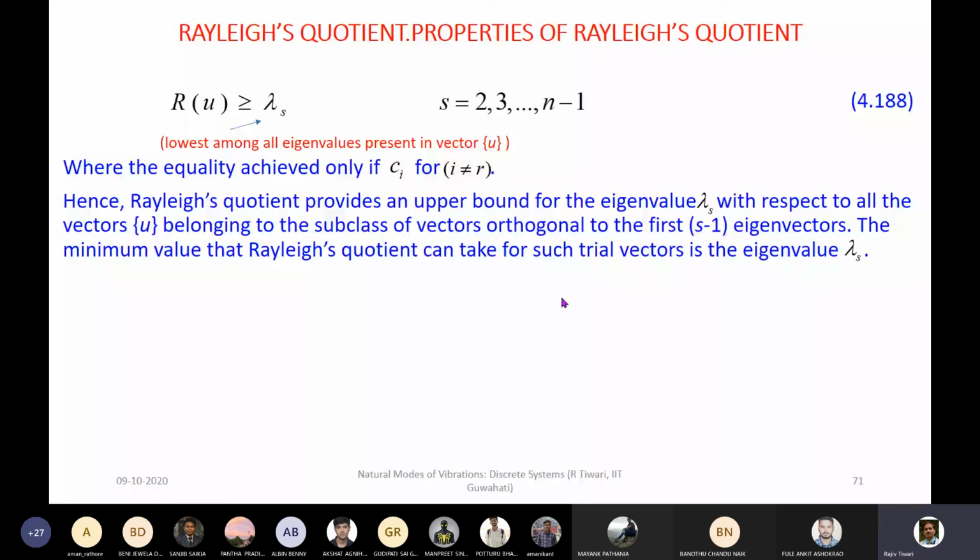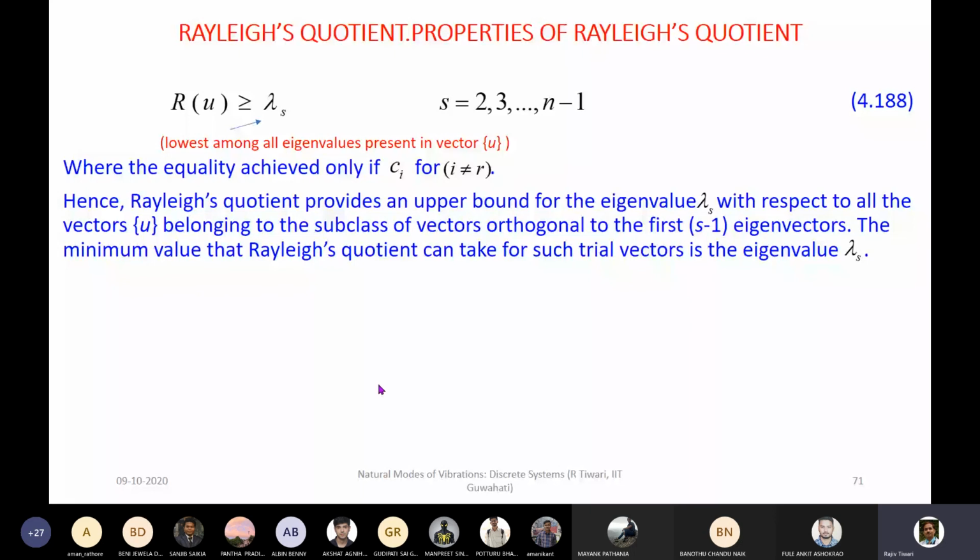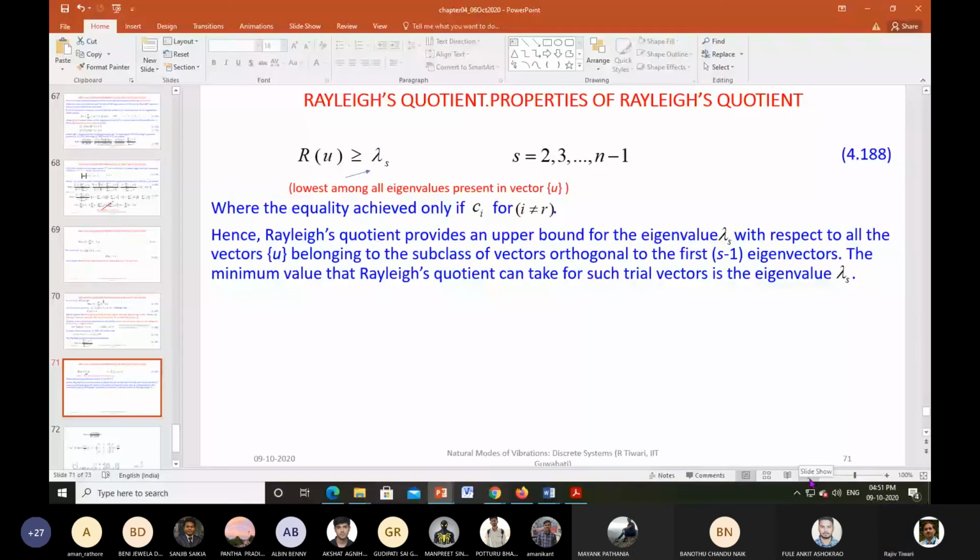So if you want to find the intermediate bounds, this can be used, but for that the u has to be chosen accordingly, so that it should not contain the first s minus 1 eigenvectors. For this, I think I'll take up some examples in the next class. But if you have questions till now or from the previous class, you can ask now.